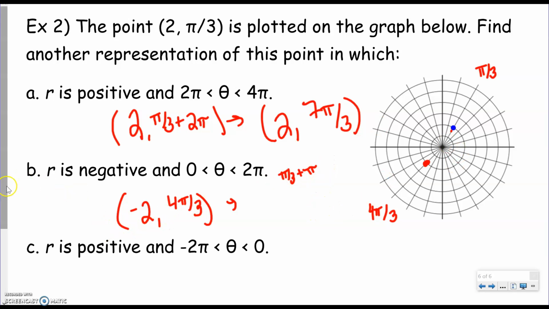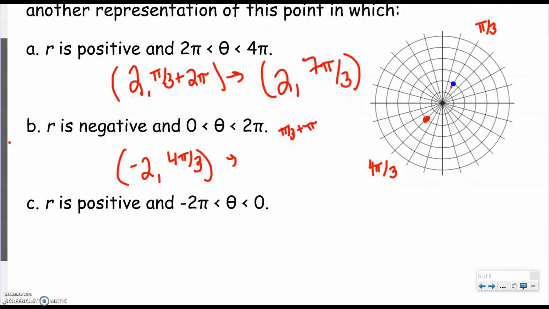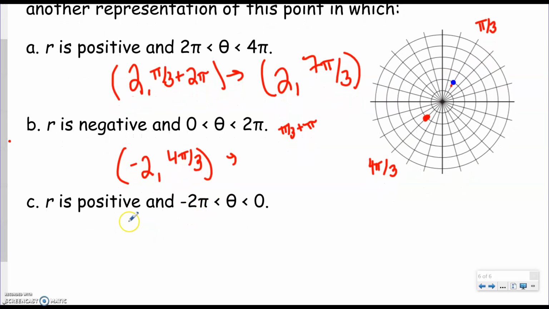Now if we're going backwards, r is positive, so we still have 2. And then instead of going positive pi over 3, we would have to go clockwise, backwards, pi over 3 minus 2 pi. So pi over 3 minus 2 pi is going to give us negative 5 pi over 3.